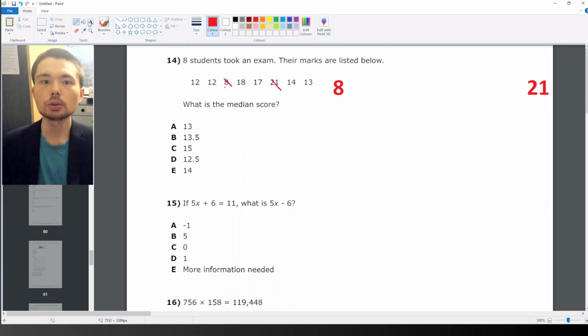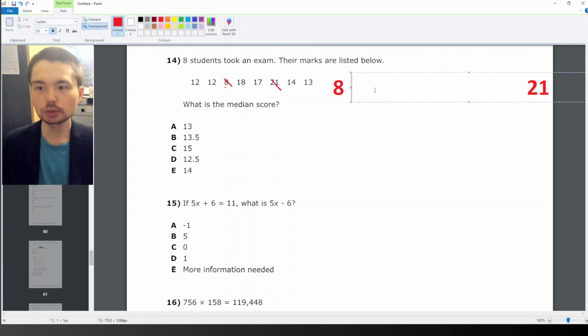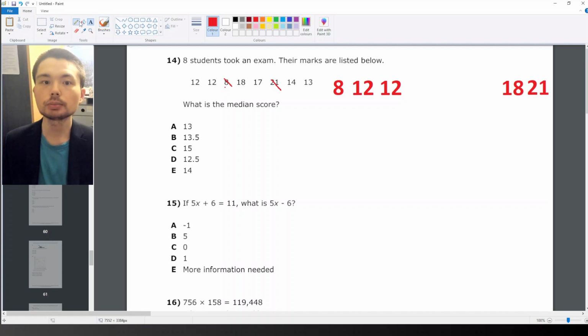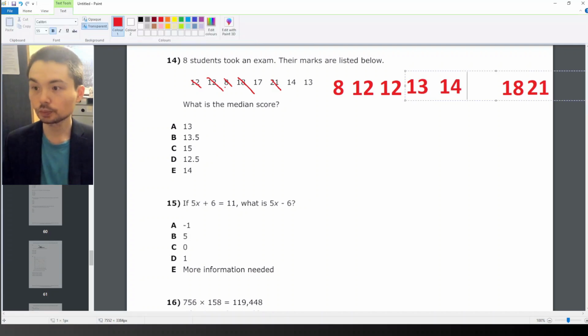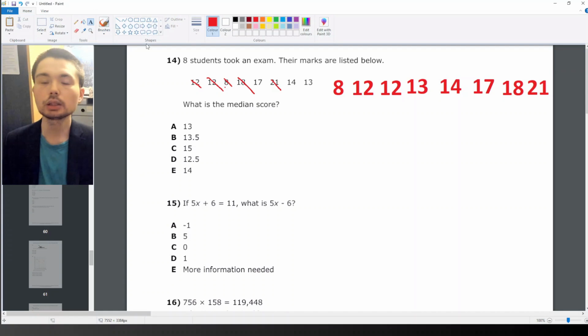Now, the next smallest will be the 12s. Let's put them both. And now the next biggest is 18. I like to go from left to right in order to make sure I don't miss anything. And now 13, 14, 17, might as well put them all together. A very nice way to list numbers.